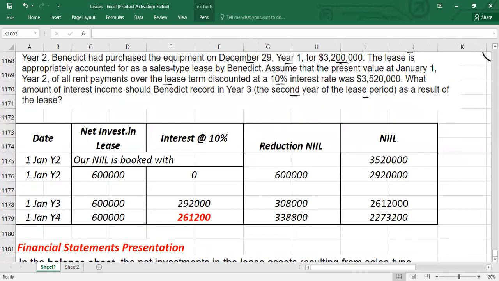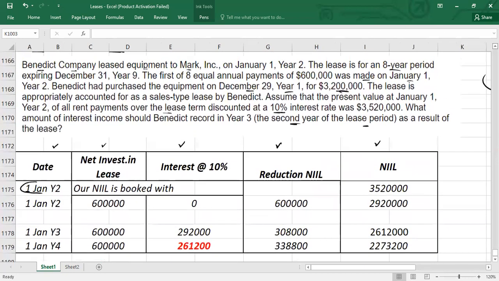So simply what we will do, guys, we will write these columns: date, net investment in lease, interest percentage, reduction in net investment in lease, and net investment in lease ending balance. Okay. So guys, this is our date of lease. Let me show you the question if you want to verify the data also. Here, this is our date of lease, 1st January year 2. It's given here. And at that day, we have the present value, how much? 3.52 million. We will put it here. This was the total present value.